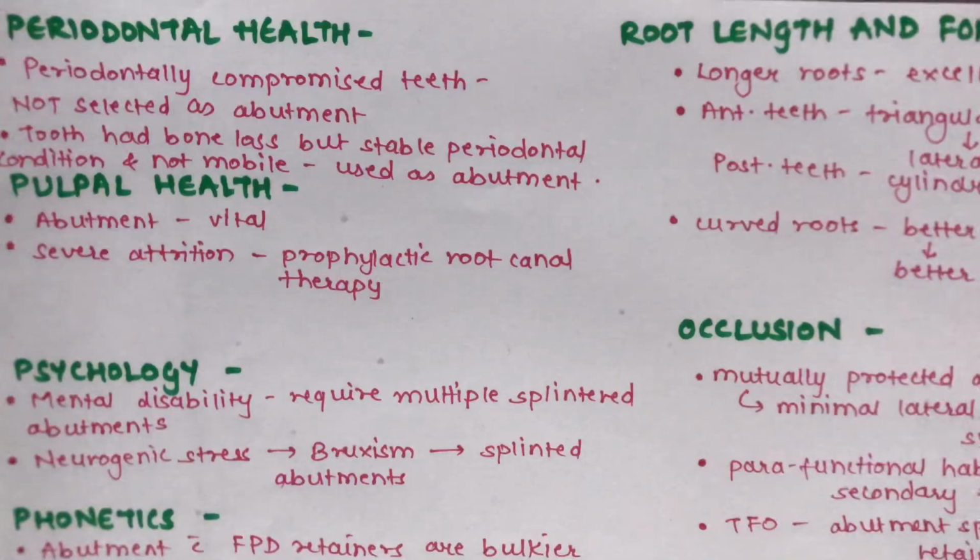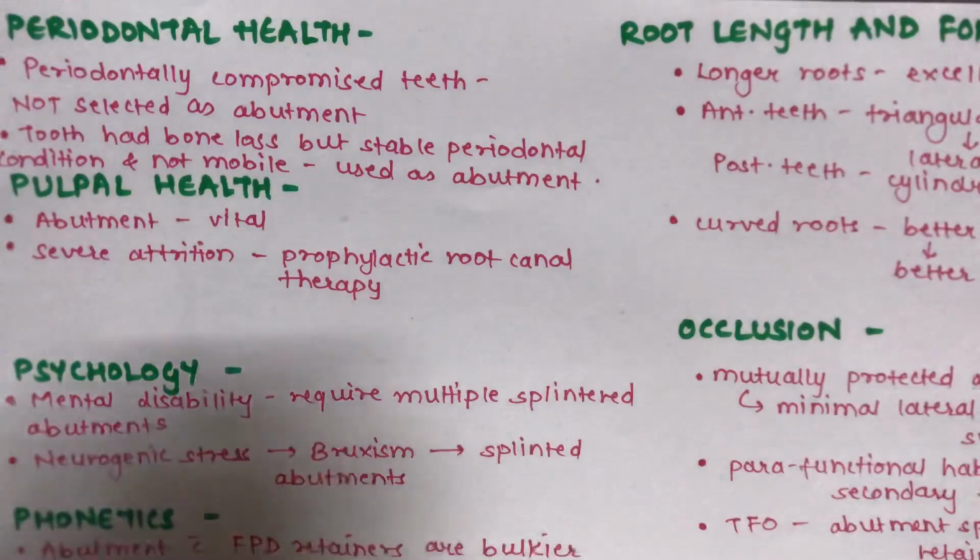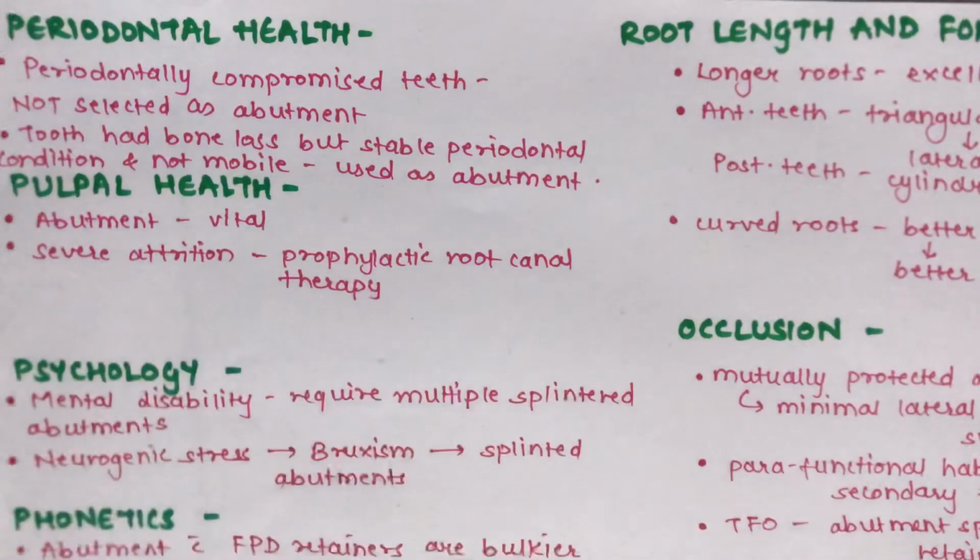The next one is psychology. Patients with mental disability require multiple splinted abutments rather than individual crowns, because they have mental retardation, so they cannot maintain good oral hygiene. In that case you require an additional abutment. And patients with neurogenic stress are more prone to bruxism, and because of that again there is attrition, which you will see, and in that case again you have to go for additional abutments.